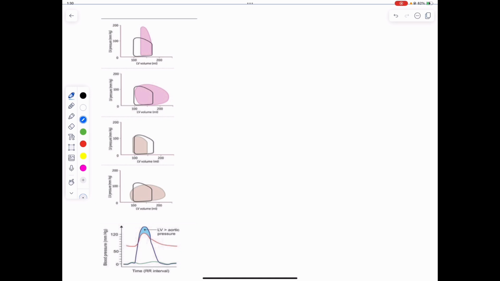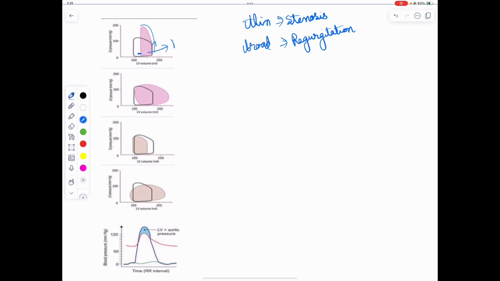Now remember, in these graphs, whenever it becomes thin, then we are dealing with stenosis, and whenever it becomes broad, then we are dealing with regurgitation. So here there is isovolumetric contraction. After the contraction phase, it is ejecting very rapidly, and whatever it is ejecting, it is not able to empty itself fully. So here we are dealing with aortic stenosis. Also remember that here the end diastolic volume is more. Also in aortic stenosis there will be an increase in afterload.